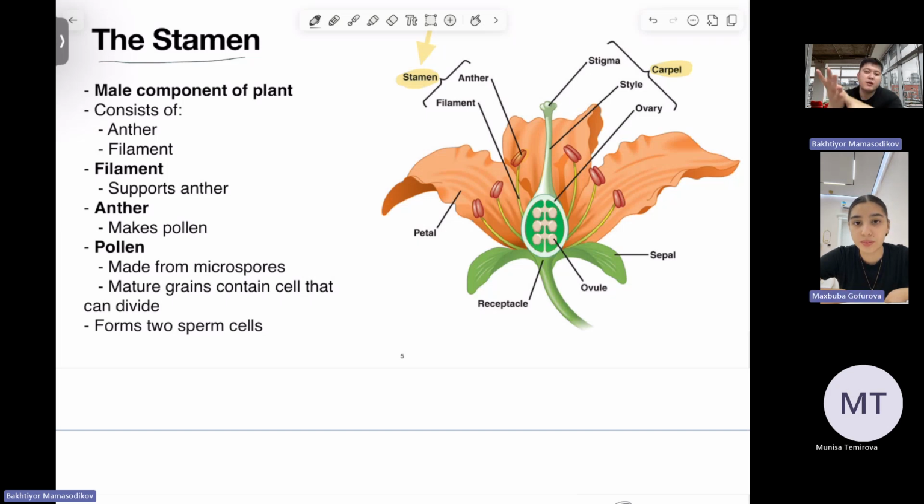Why do we have to learn about it? Why does it matter? If the plant doesn't have pollen, there is no fertilization. If there is no fertilization, there is no seed. You know what a seed is, right? Seeds, fruits. So if there is no seed, that means no new plants.